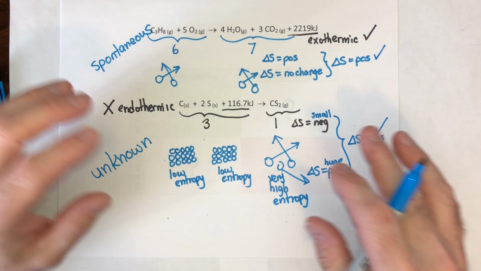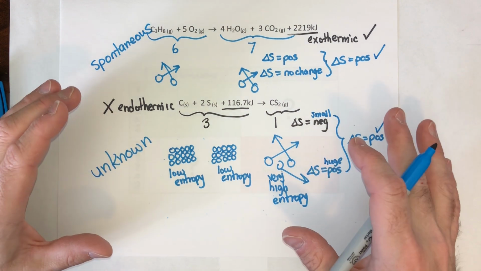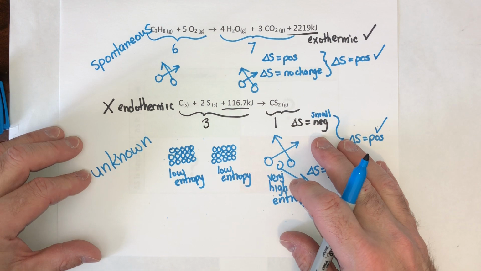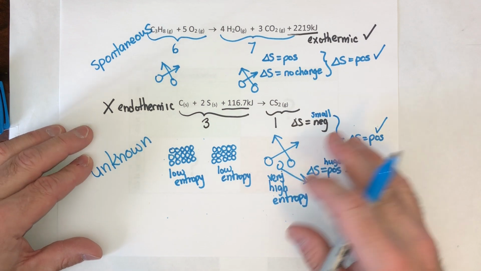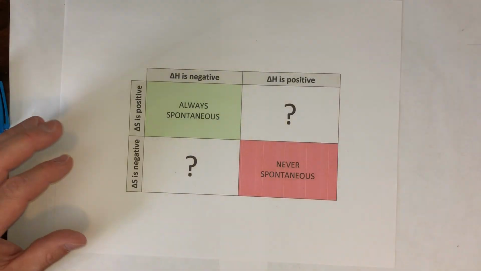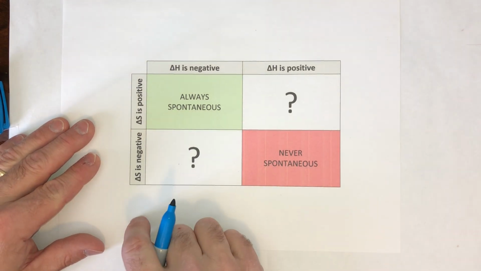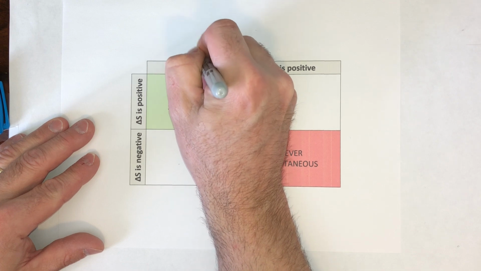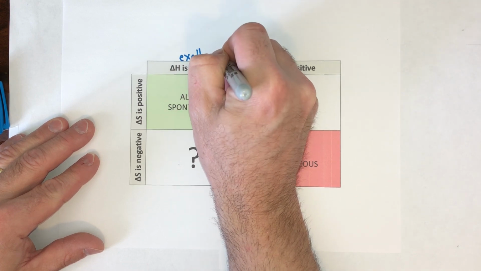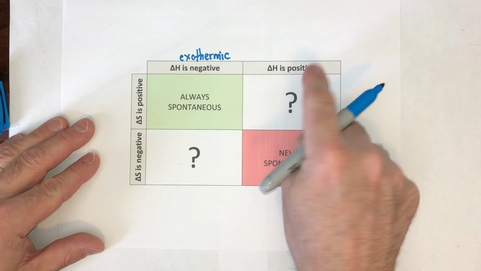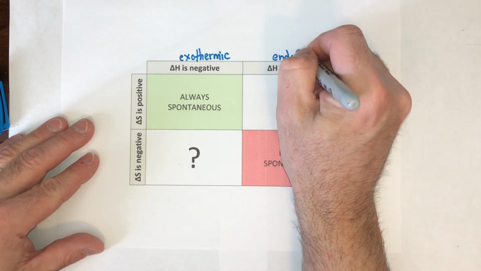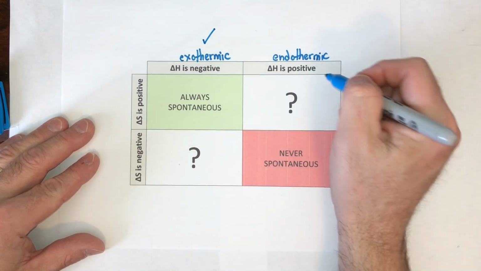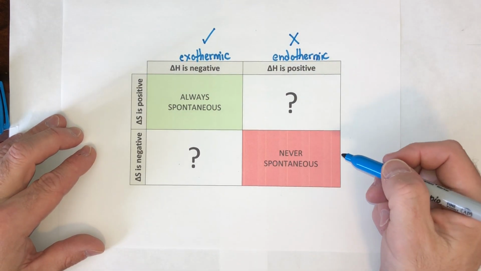All right? So if this is the way that you are deciding spontaneous versus not spontaneous, then you have to realize that there will be cases where you're not going to be able to say for sure. Okay, and I've kind of summarized that in the final table here. If you are exothermic, that means your delta H is negative. Okay, this is my exothermic. If your delta H is positive, that would be endothermic. We had said exothermic good, endothermic bad.